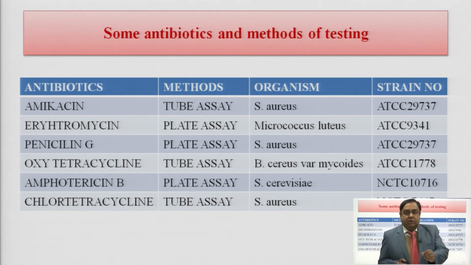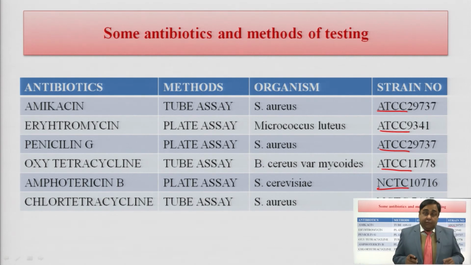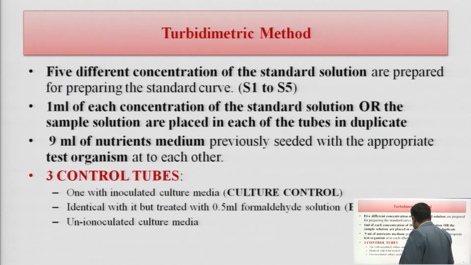Now, these organisms are absolutely specified by Indian Pharmacopoeia. Not only these organisms, the strain numbers are standardized strains. That is the reason why they have mentioned ATCC or NCTC strain numbers. You have to be very specific as far as the process is concerned, as far as the microorganisms are concerned.